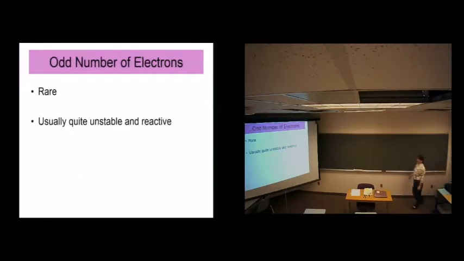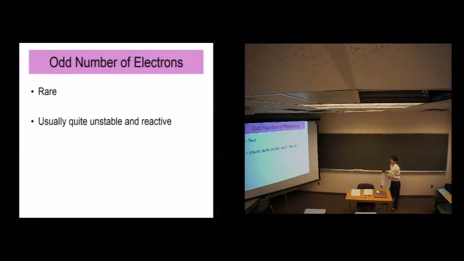This is an odd number of electrons. So let's talk about this, an odd number of electrons. Well, what's an odd number of electrons? Somebody's not going to have an octet, for example, nitrogen and oxygen. Nitrogen has how many valence electrons?